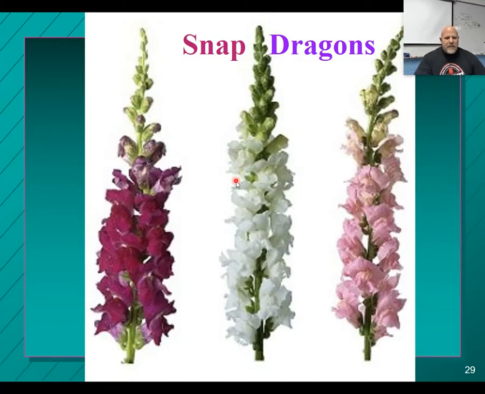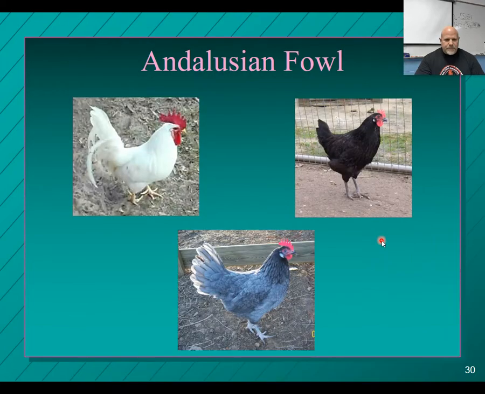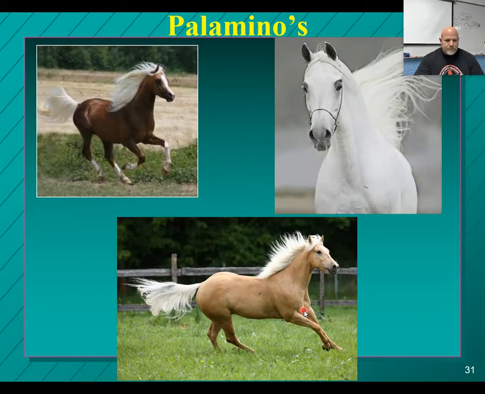Snapdragons do the same thing. If you mate the reddish purple one with a white one, you end up with pink offspring. Andalusian fowl, if you mate a white Andalusian with a black Andalusian, you end up with a grayish colored Andalusian. Palominos, a horse breed, if I mate a brown and a white Palomino together, I end up getting the tan Palomino.